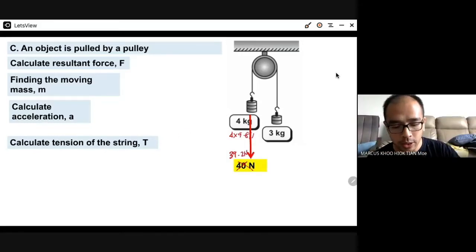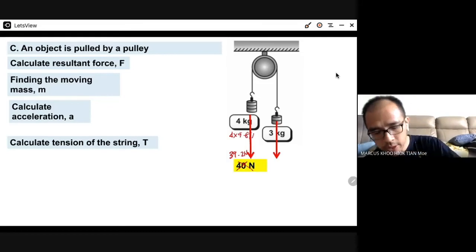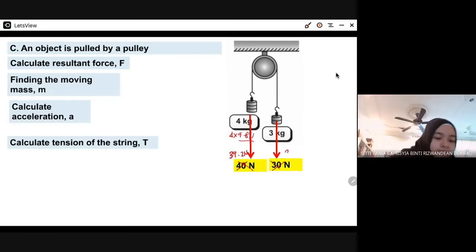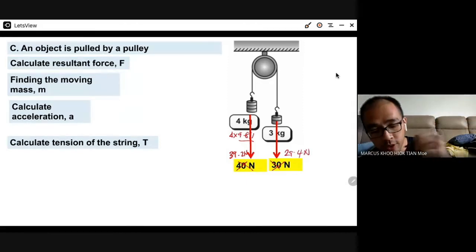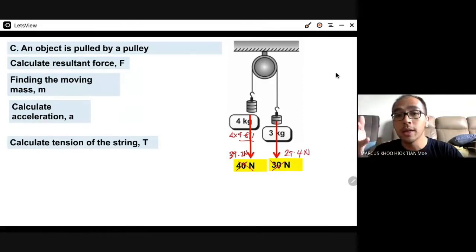And then the next one, 3 kilograms, also in terms of 9.81. How much is this weight actually? 29.4. Okay, thank you. 29.4 newtons, since we're using 9.81. So you have these two things of different mass.